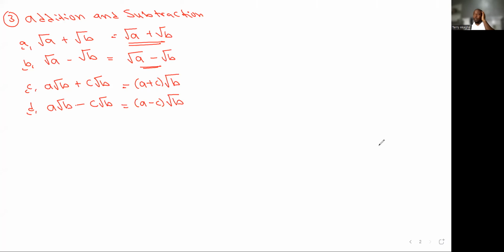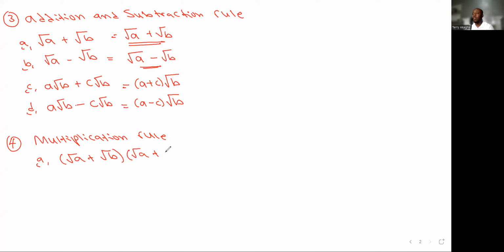Okay, so moving to number 4 now. For number 4, we're going to talk about multiplication. We've talked about the addition and subtraction rule. Now we're going to talk about multiplication. So how do you multiply surds? Okay, so the multiplication rule. The first one: if you have root A plus root B multiplied by root A plus root B, something like this.